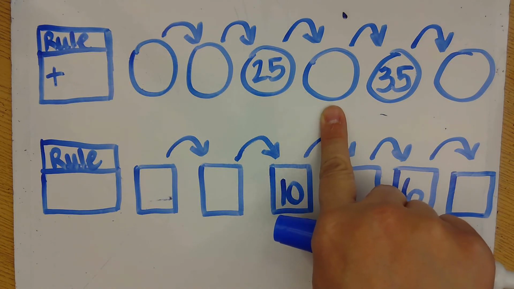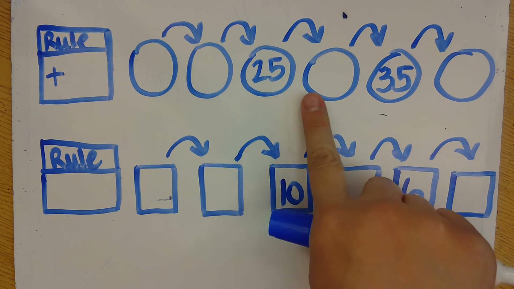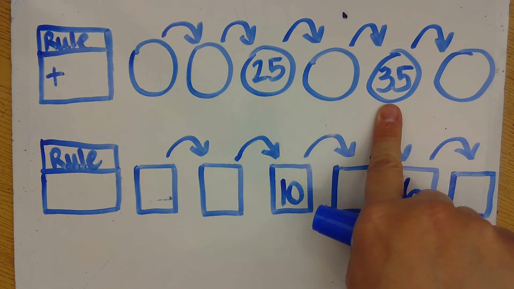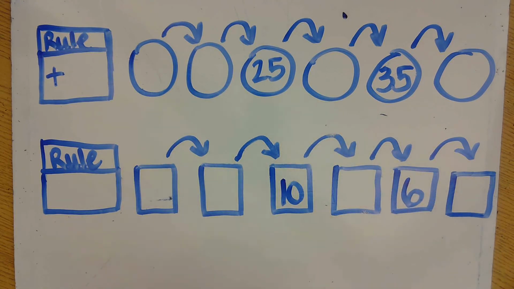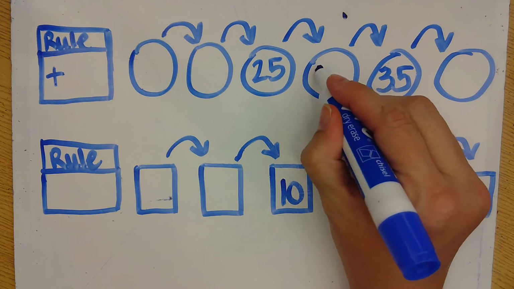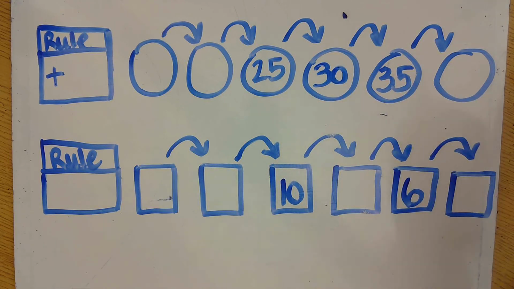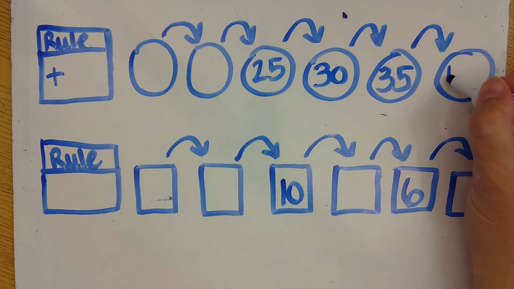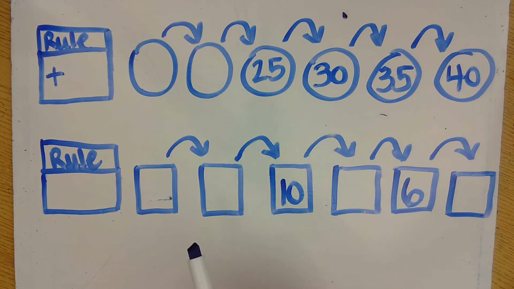What would make sense to go in the middle between these? It looks to me like it's counting by 5s, because here's 25 all the way to 35. That's 10. And if there's one in the middle, it must be counting by 5s. So I could go ahead and fill in my frames. This would be 30, and this would be 40.